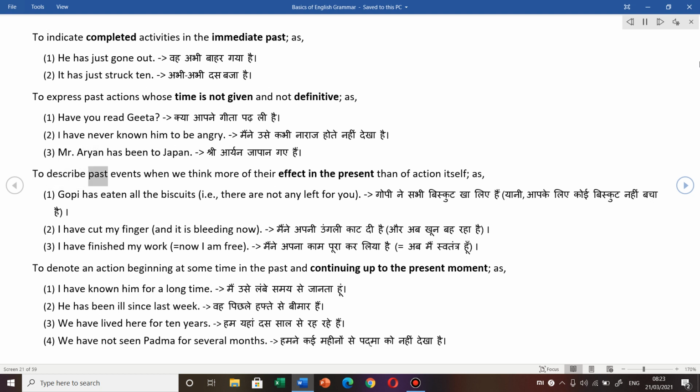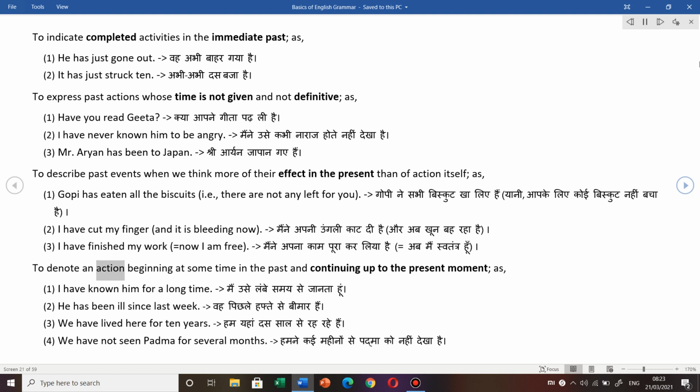To describe past events when we think more of their effect in the present than of the action itself, as: Gopi has eaten all the biscuits, i.e., there are not any left for you. I have cut my finger, and it is bleeding now. I have finished my work, equal to, now I am free.